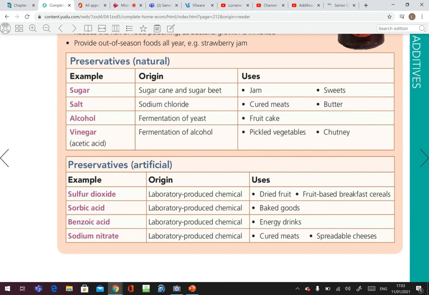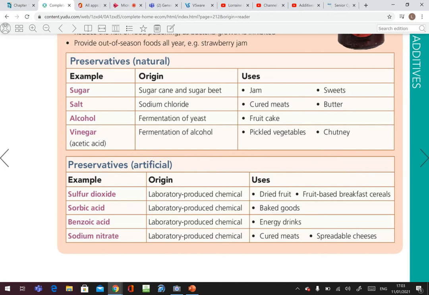Sorbic acid is found in baked goods, just to make them last. We know ourselves, if we make something at home, it only lasts a couple of days. So in order for cakes to be sold in shops and to have a long shelf life, they would add something like sorbic acid. Benzoic acid is found in energy drinks. So if you have a Lucozade or Red Bull or Monster, have a quick look at the ingredients list and see if you can see those on it. And finally, sodium nitrate.